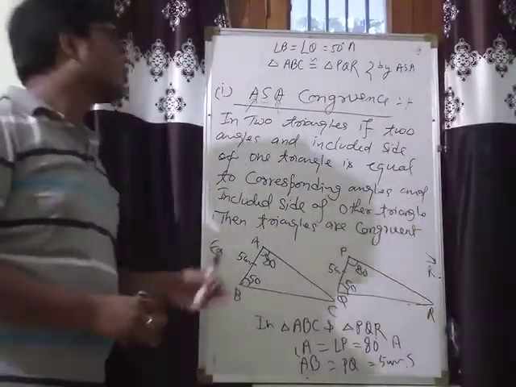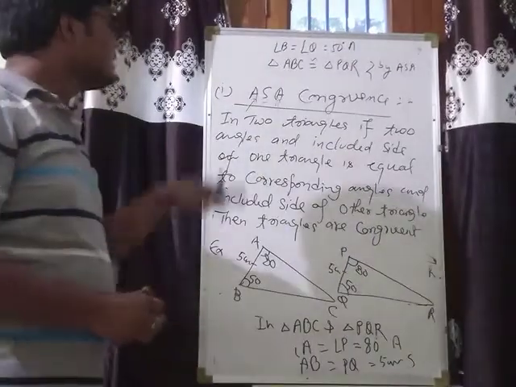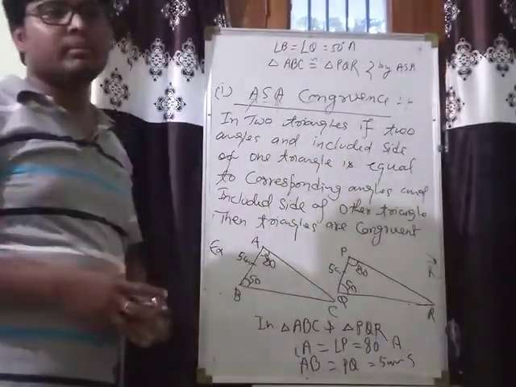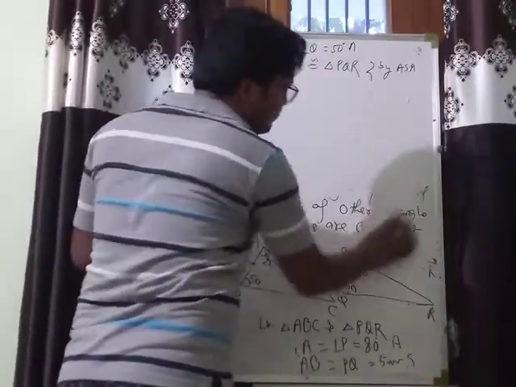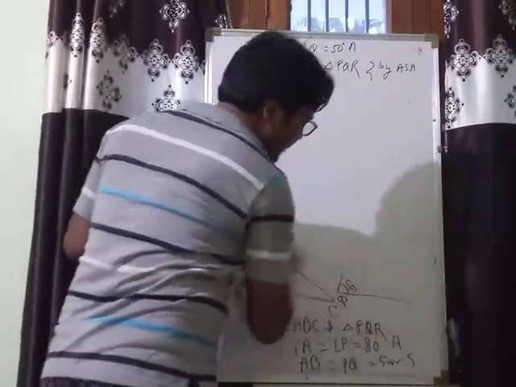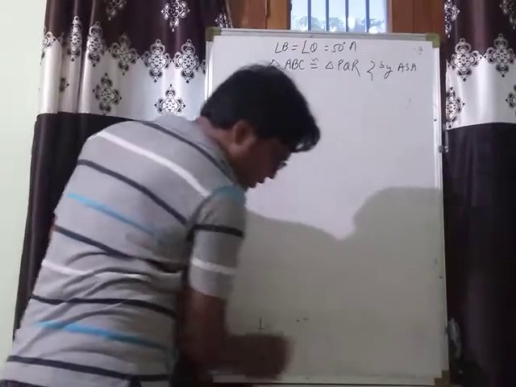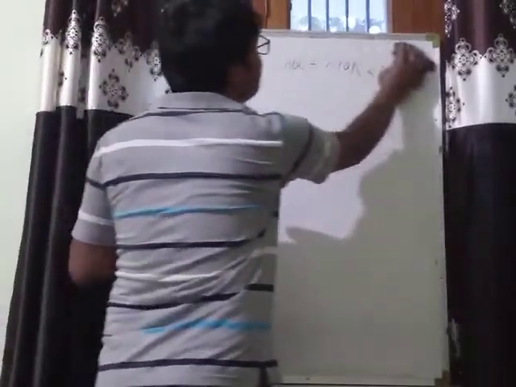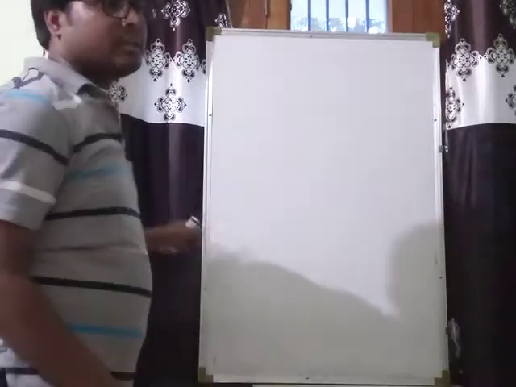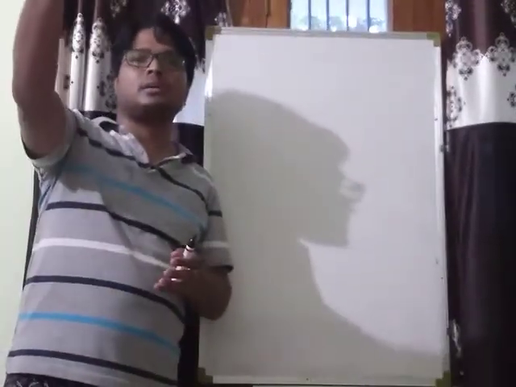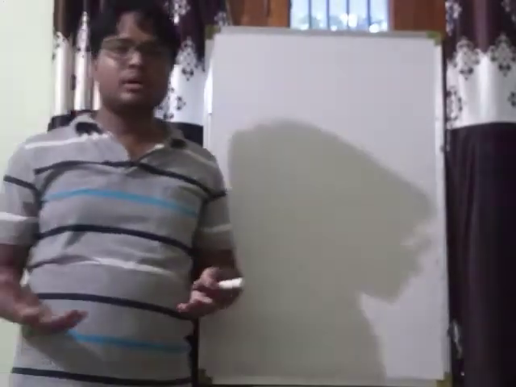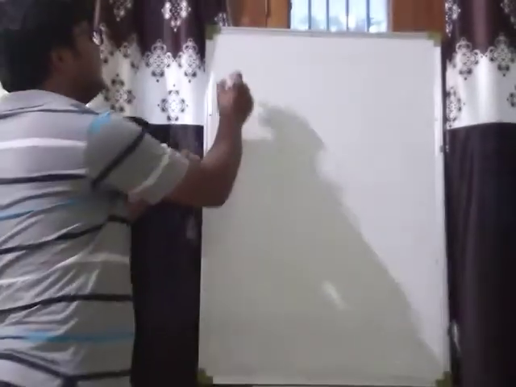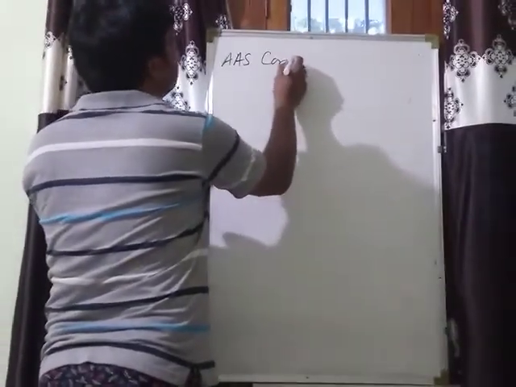Another is a corollary of this one. This can be taken as a theorem. Another will be AAS congruency. That is the corollary of the same ASA congruency. It is not counted as a congruency rule because it is a corollary. Corollary means a statement which can be proved by another given statement, by another theorem. So ASA is a theorem and AAS is its corollary.